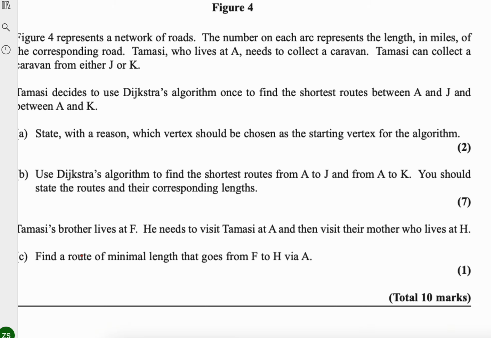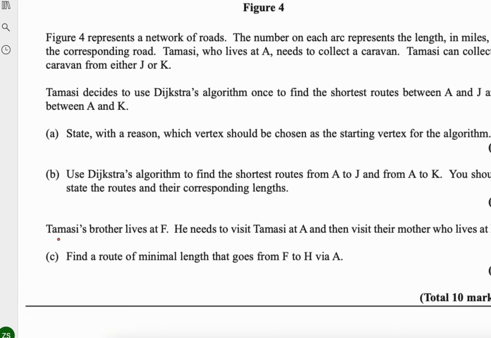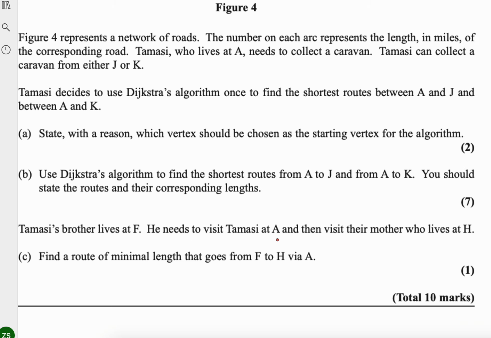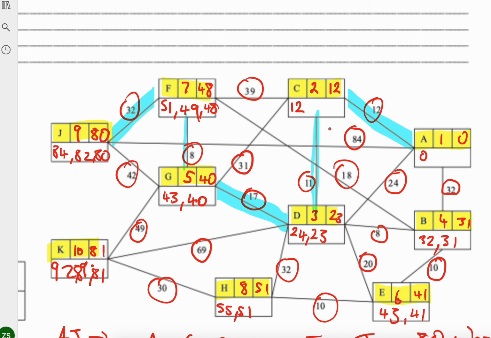Tomasi's brother, Rolo Tomasi, I think his name is. Tomasi's brother lives in F. He needs to visit Tomasi at A and then visit their mother who lives at H. Find the route of minimal length that goes from F to H via A. F to H via A.